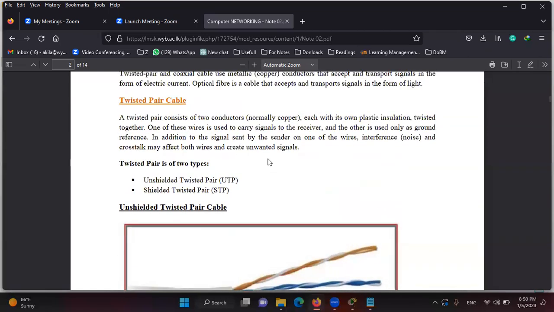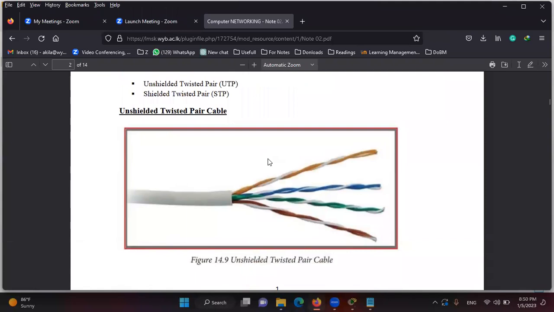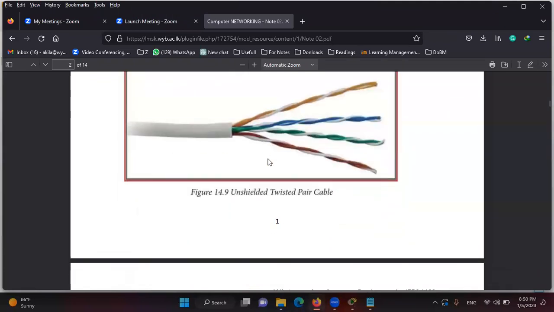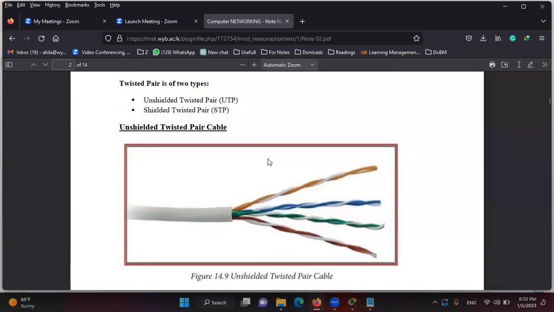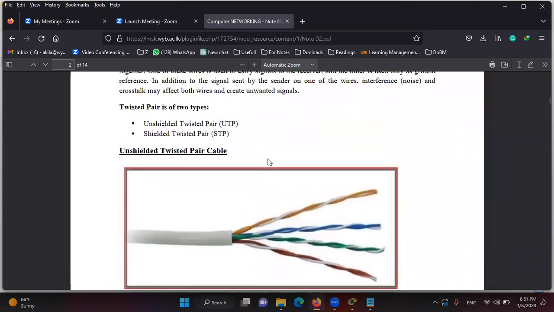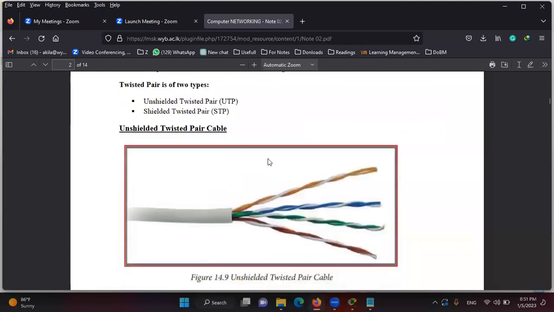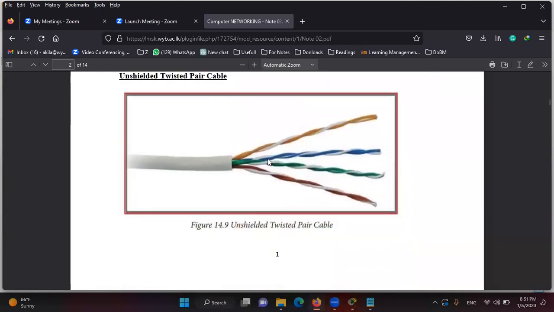Again children, this is the type of cable which is widely used in computer networking. But these cables are used in indoor networking. And these cables can communicate data only around 100 meters, without data loss. So these cables are mostly used in indoor networking.